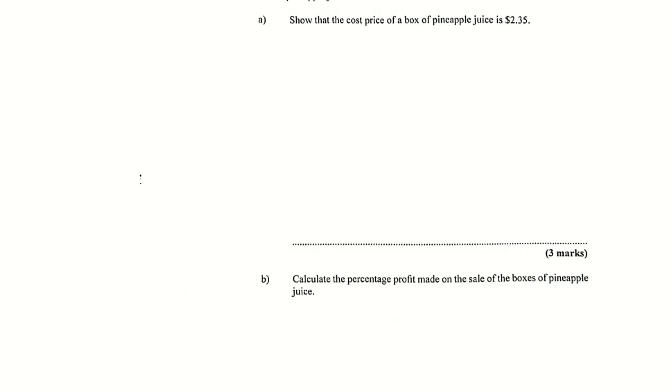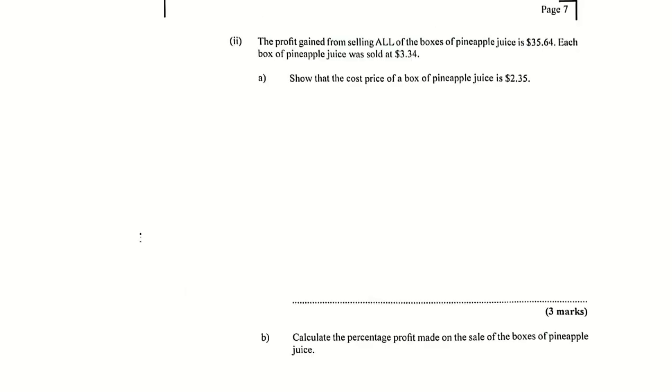I believe there was an error in this question here, but let's just work around it. From the information given, we'll work back. The profit gain from selling all boxes of pineapple juice is $35.64. Each box of pineapple juice was sold at $3.34. Show that the cost price of a box of pineapple juice is $2.35. Now they're supposed to tell you how many boxes were sold, right?